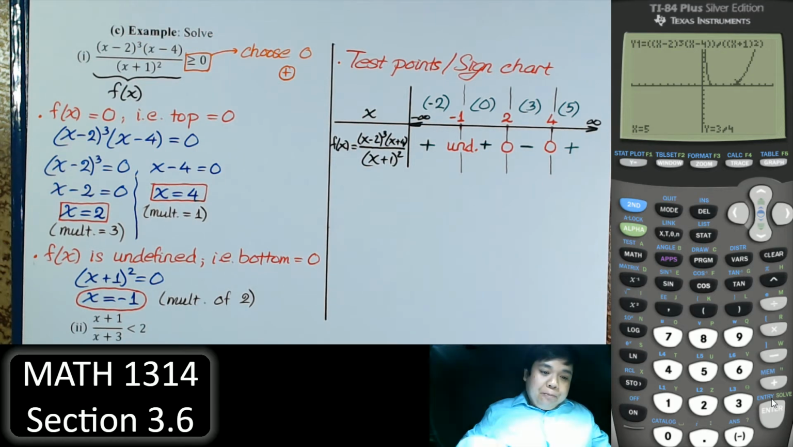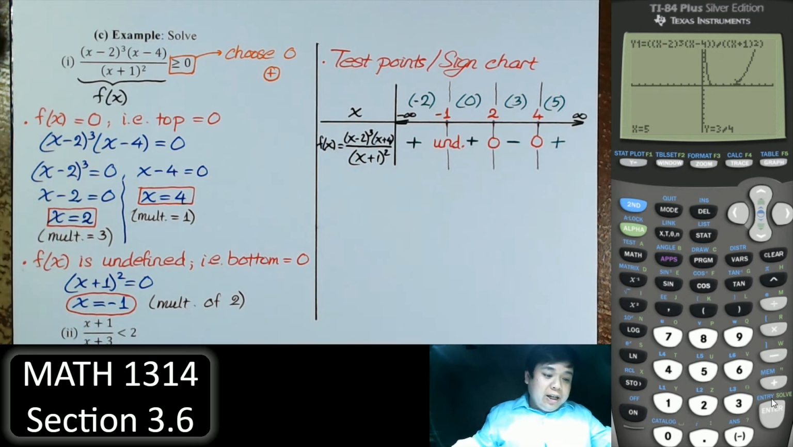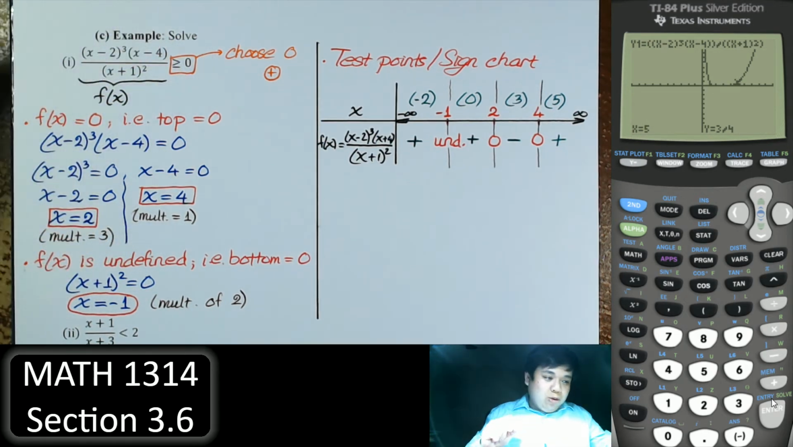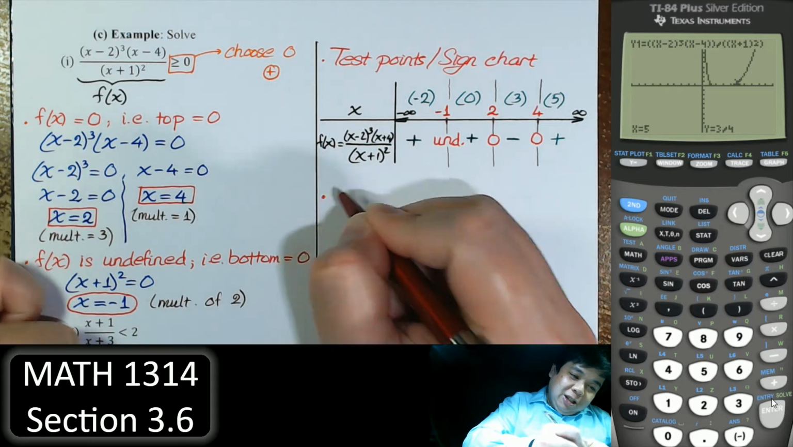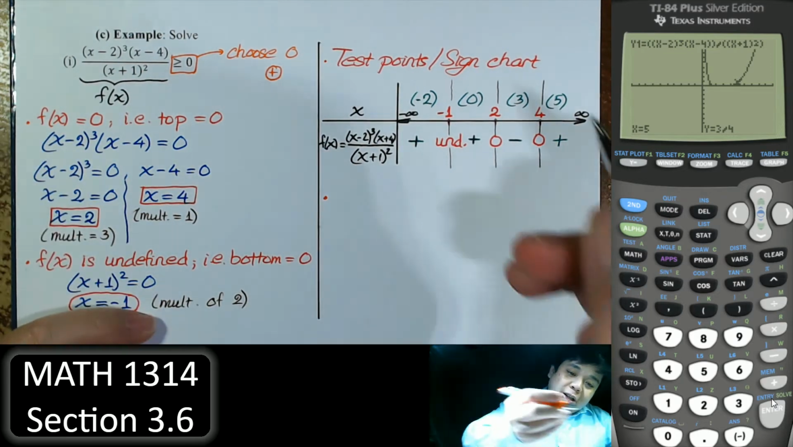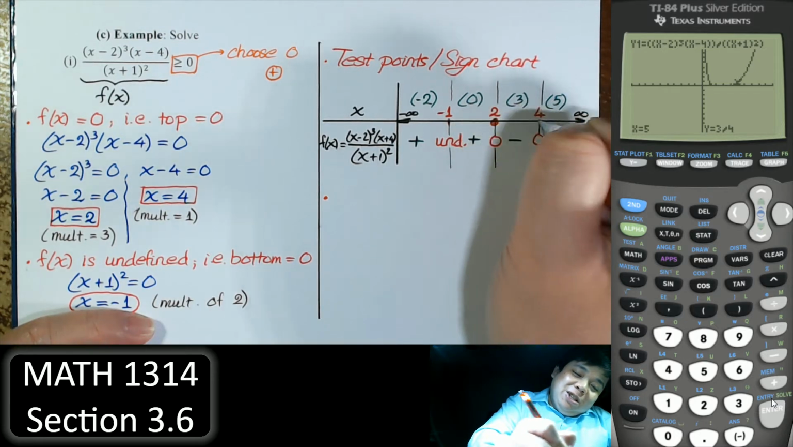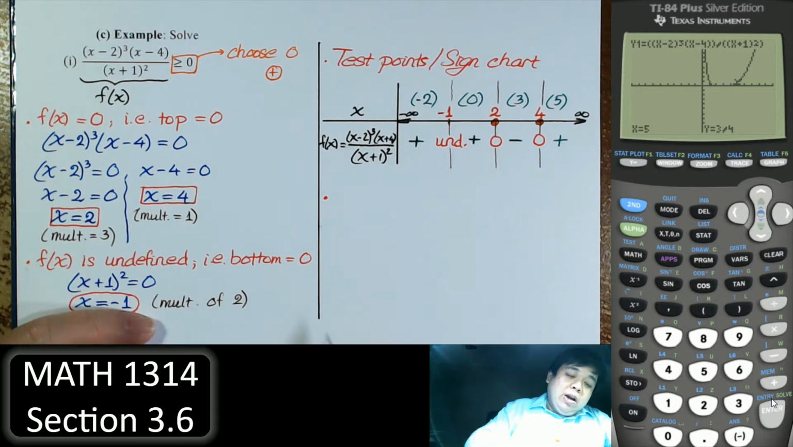Right. So this is a sign chart here, and so greater than or equal to 0, choose positive. So the answer, let's choose 0. Remember, we cannot choose undefined. So 0 is here and here. And we have to choose positive.